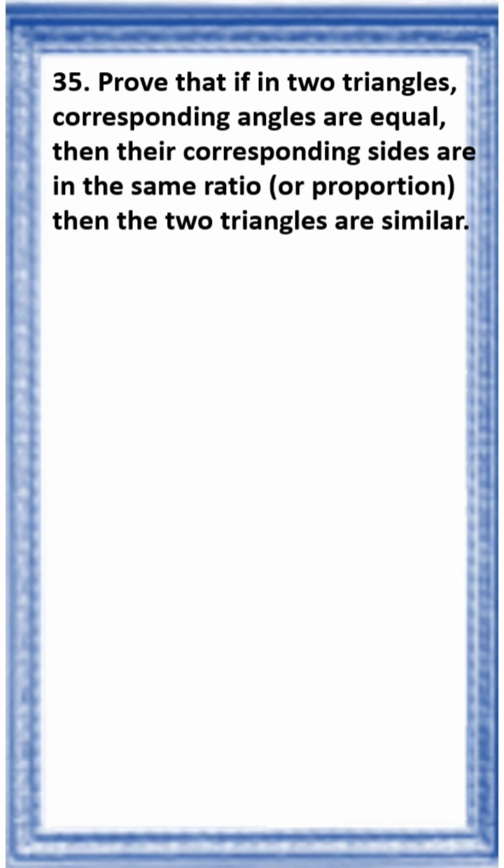Prove that if in two triangles corresponding angles are equal, then their corresponding sides are in the same ratio or proportion, then the two triangles are similar. The question carries 4 marks, very important question. So please learn this thoroughly.